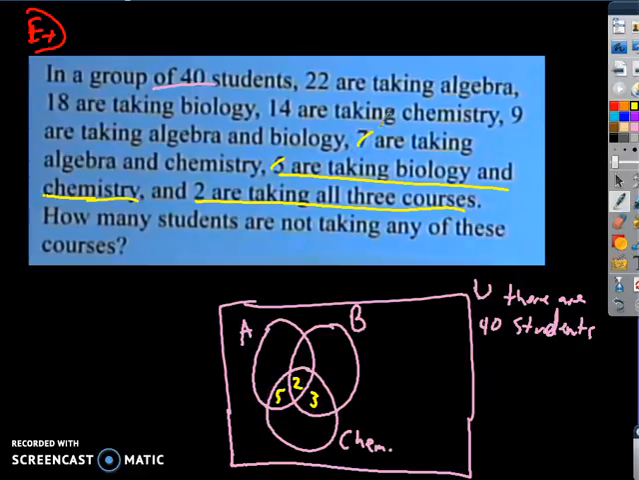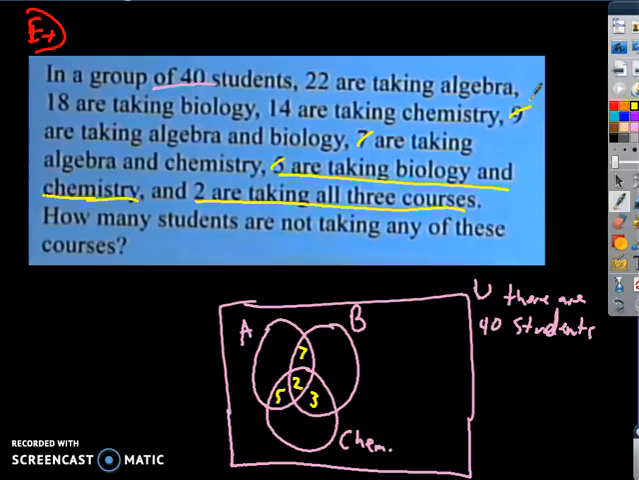And then 9 are taking algebra and biology. So this is the bubble for algebra and this is biology. This is the bubble where they overlap. 9 students are in there. 2 are used, leave you 7 here. And then this is used.